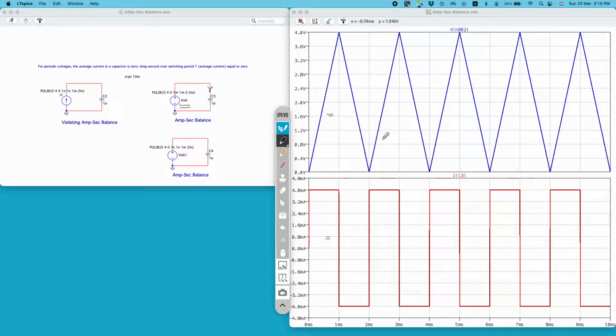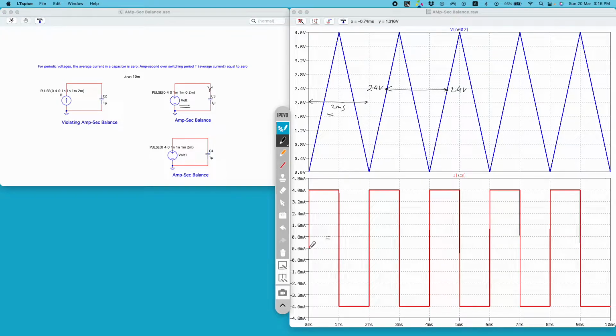If you see this voltage waveform, it is periodic in nature. It has a time period of 2 milliseconds and it is repeating with the same pattern. If you consider an instant, let's say this instant, you can see the initial value of the voltage is 2.4 volt, and after 2 milliseconds it is again coming back to 2.4 volt. So this waveform is periodic in nature.